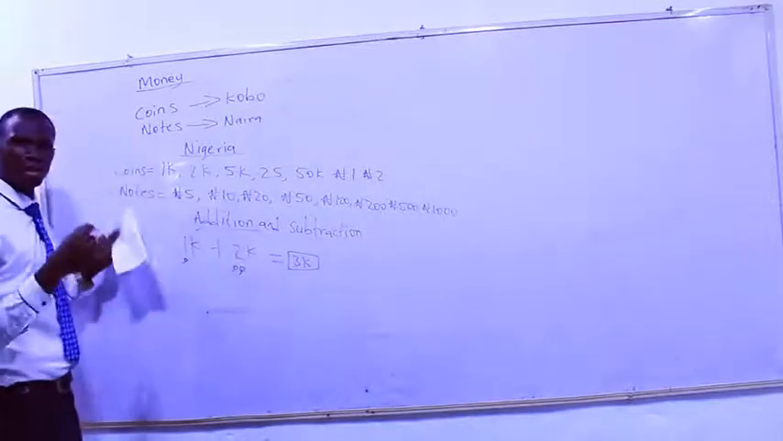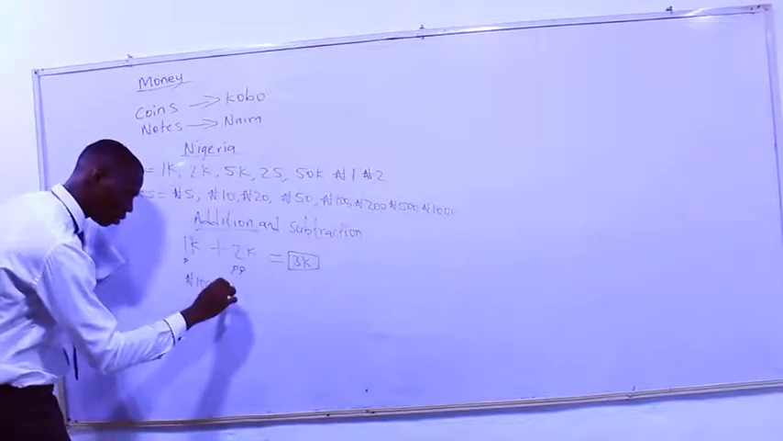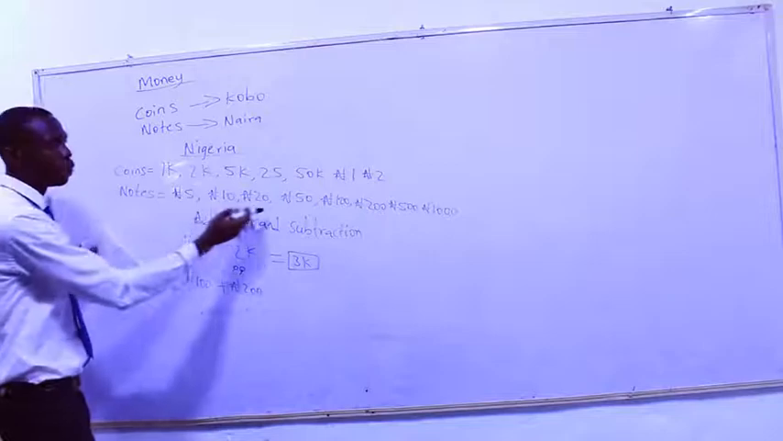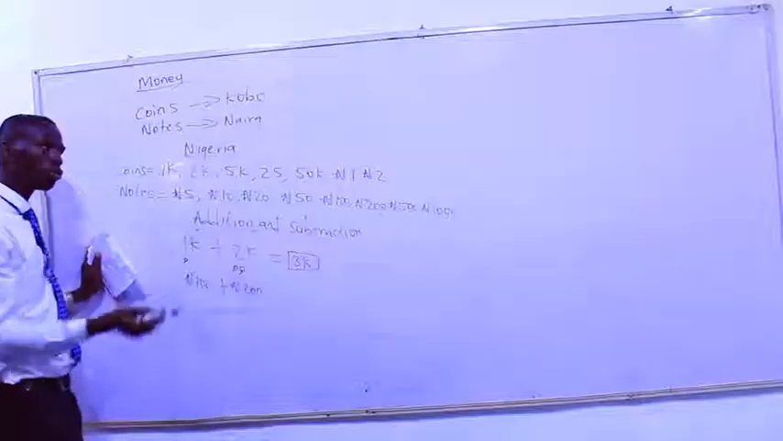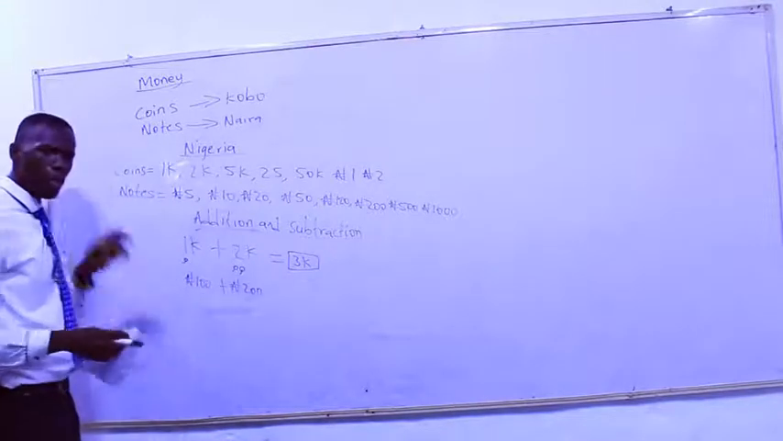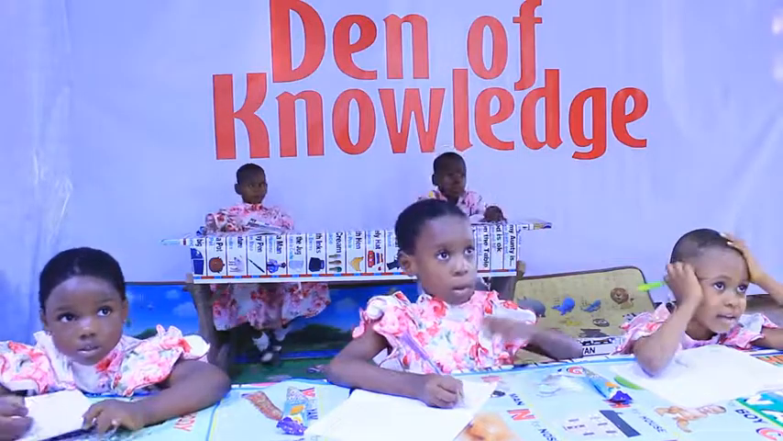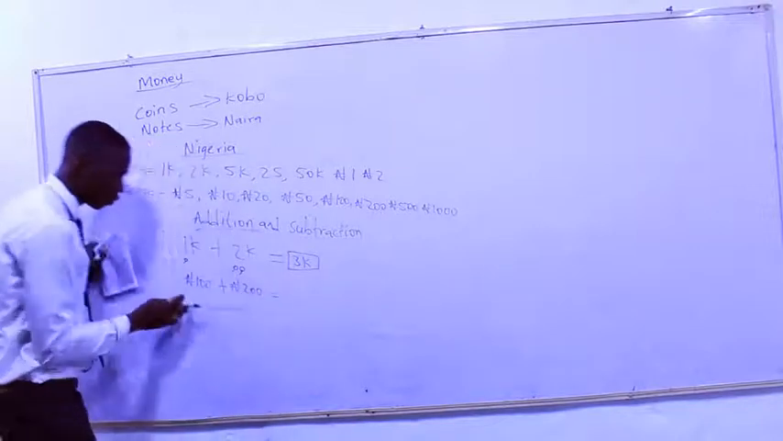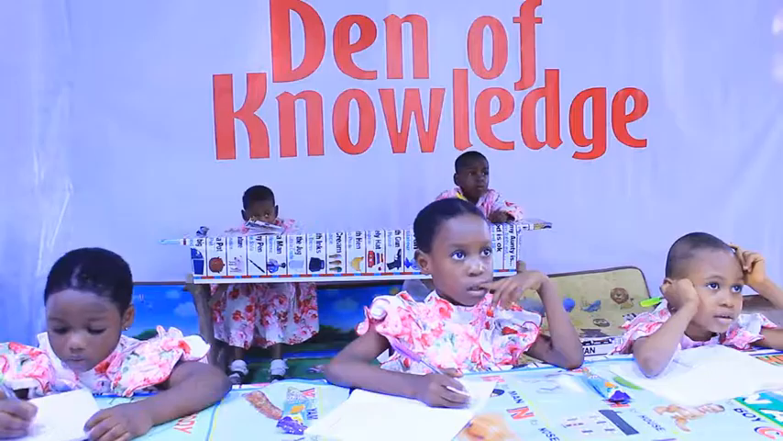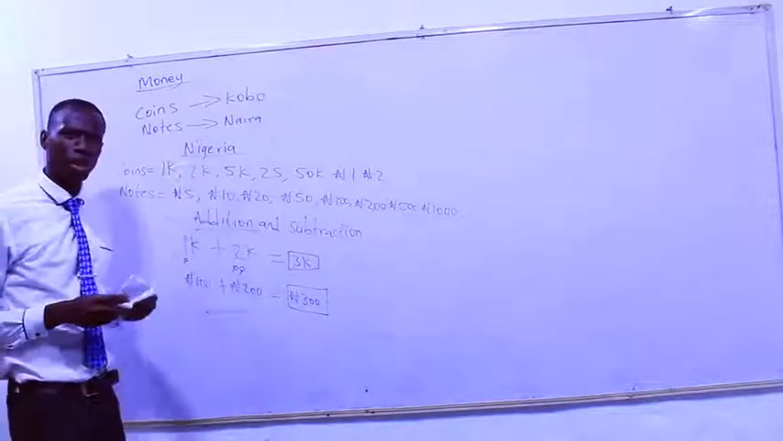Now if we are adding notes like 100 plus 200, if you check here, we don't have something like 400, 300, 150 and others. The only way we can get it is by adding other notes, other money. So 100 plus 200 gives us 300 naira.